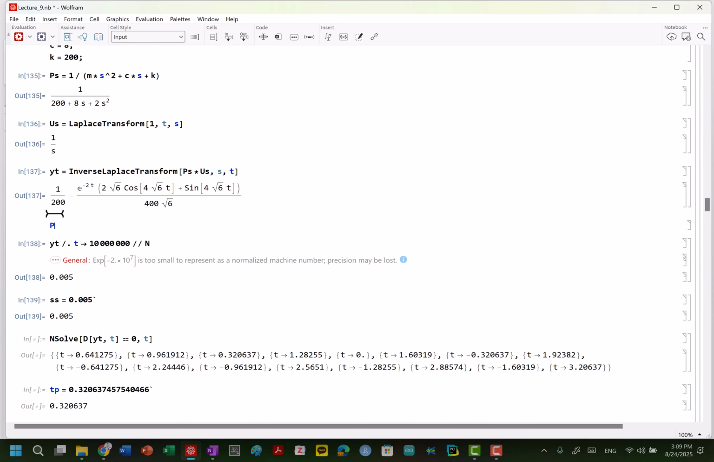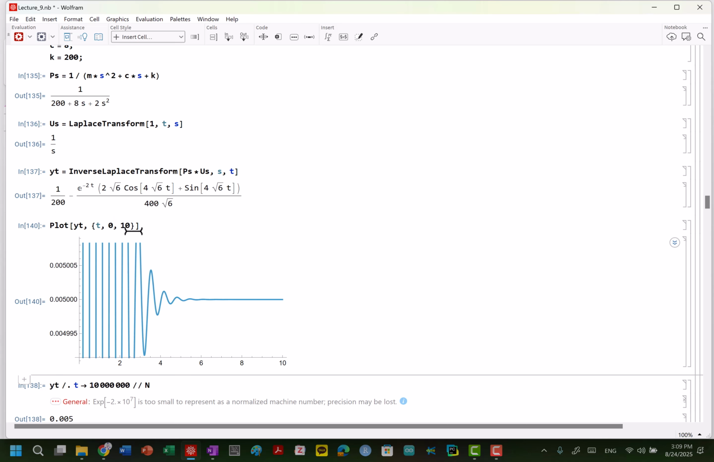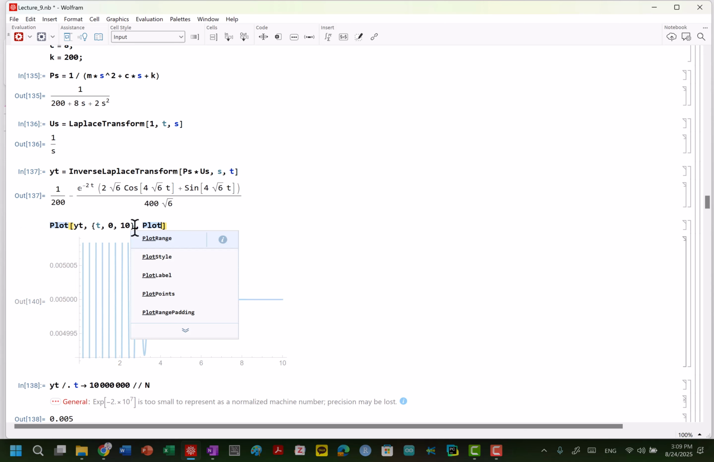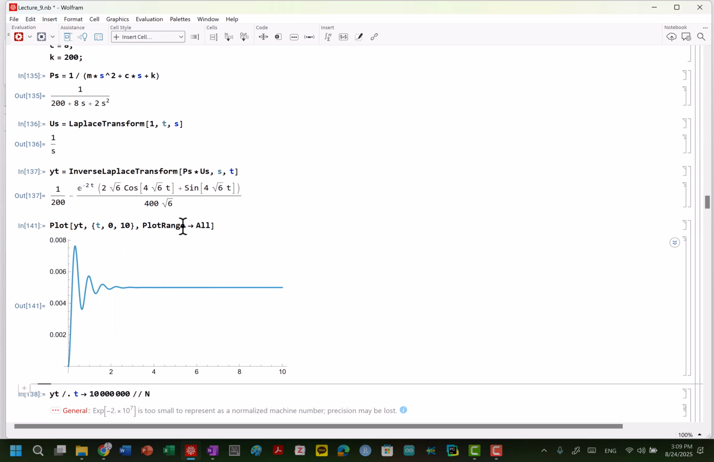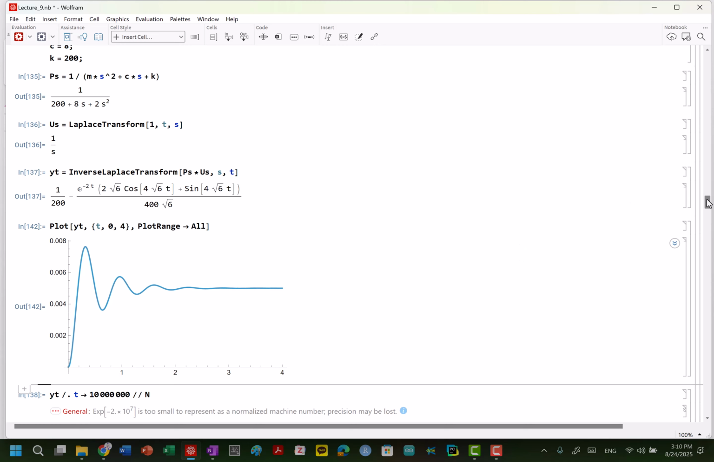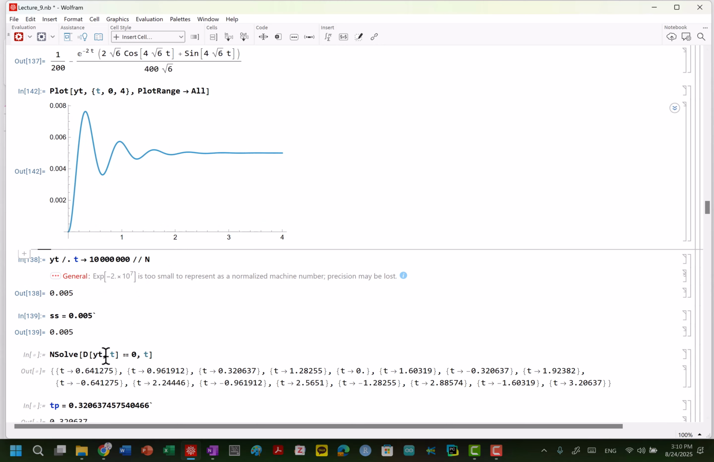Again, I can choose to plot y of t from, let's say, 0 to 10, with plot range all. And instead, let's go from 0 to 4, so we see more oscillations here. Again, this is our system. We see an overshoot, and then we see that steady state value. So we know that's our steady state value. We can find the root.